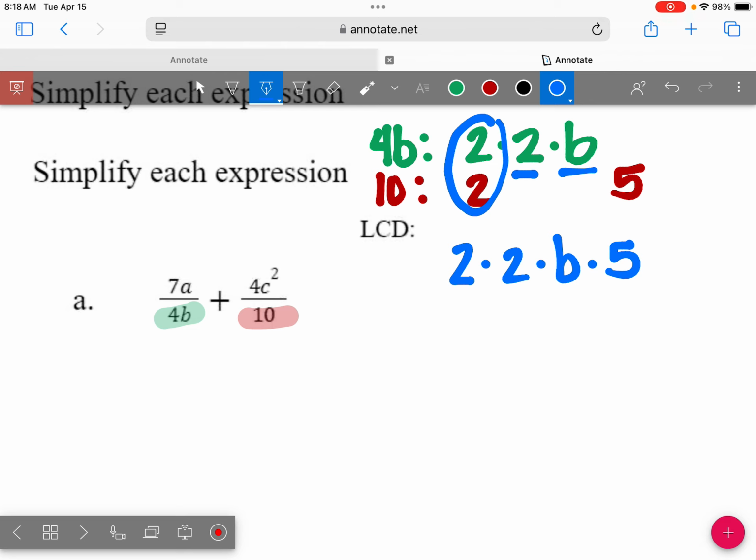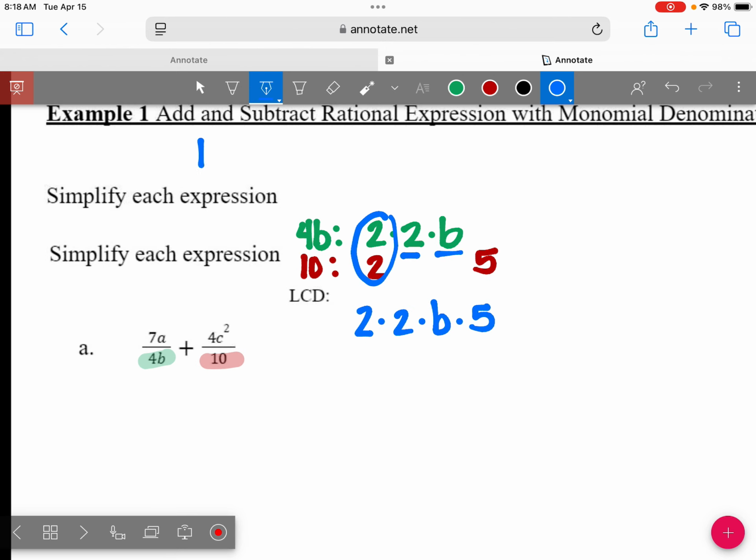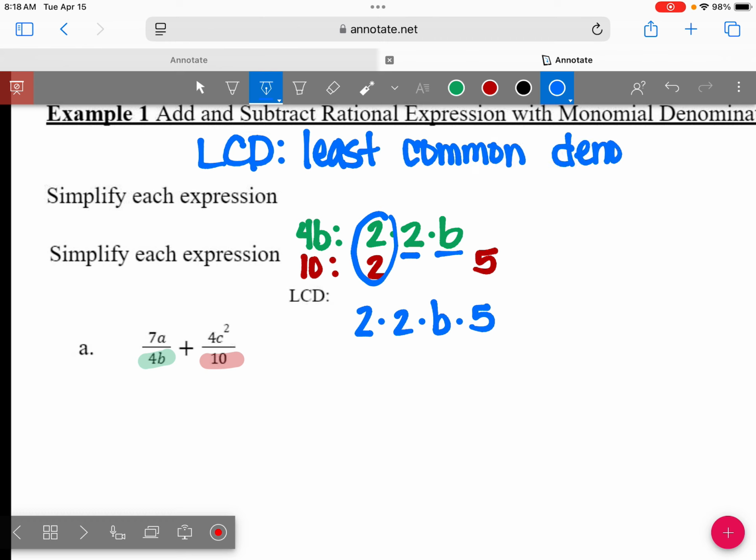That's my LCD. This LCD stands for least common denominator, by the way. Let me write that. Least common denominator. That's what LCD stands for. All right, so what is 2 times 2 times 5? Pick up your calculators. 2 times 2 times 5.